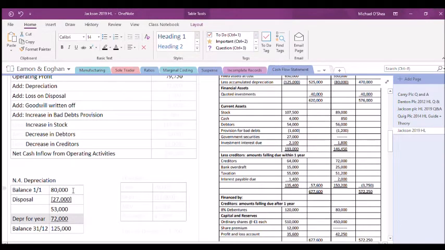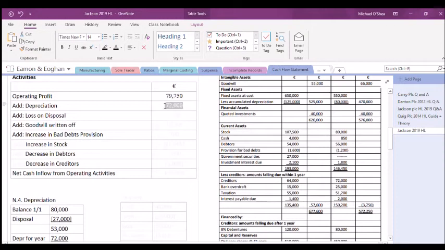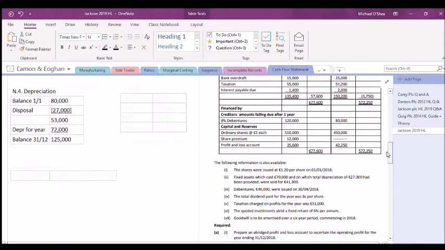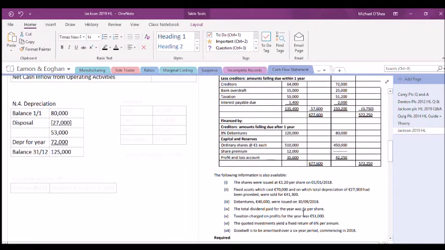So you just basically start from the first of the first and you work towards the 31st of the 12th by taking away the disposal, and then this is the missing figure, 72,000. I'm going to plug that in straight away. So 72,000 is my depreciation for the year. Now, my disposal, I'm going to do a normal account, which I've done in many other questions, to find out whether I made a profit or loss on disposal.